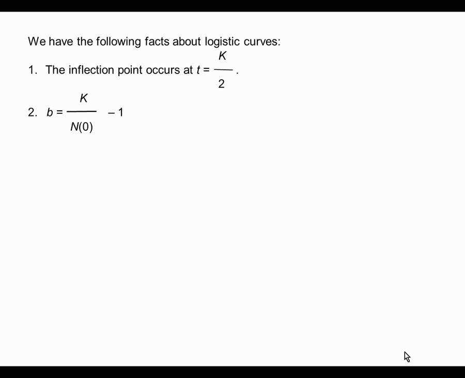B is equal to K over N of 0, minus 1. Remember, N of 0 is the initial population. So B is the carrying capacity divided by the initial population, and then subtract 1 from that. Because of that minus 1, B usually is a number that ends in a 9. Usually, but not always.